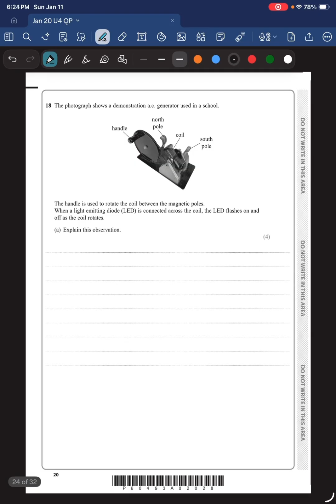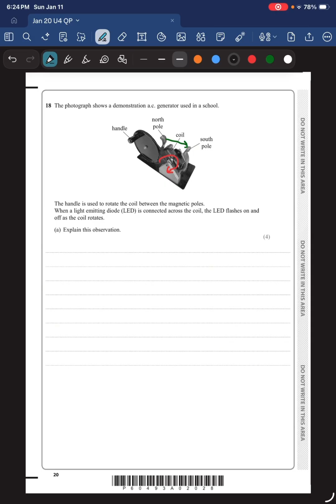Okay, question 18. The photograph shows a demonstration AC generator used in a school. Okay, so I think what's going on here is that this rotates this way. So the coil sometimes has its whole surface parallel to the magnetic field, which points from the North Pole to the South Pole. When it's parallel to the field, there is nothing going on. But when it's perpendicular to the field, you have EMF produced, okay? I hope this makes sense.